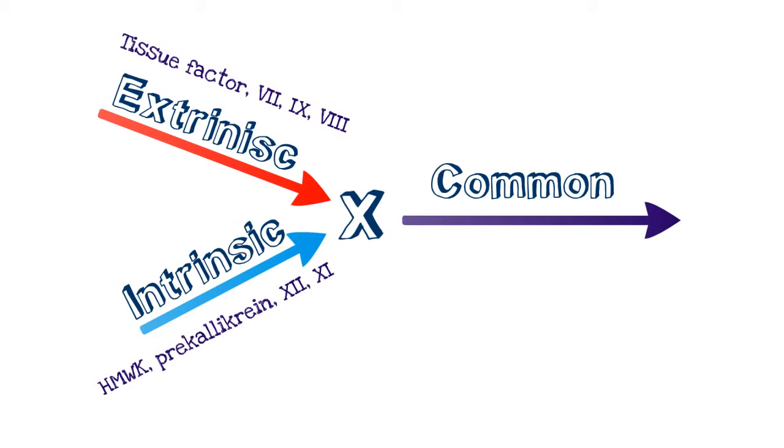Both the extrinsic and intrinsic pathways lead to factor 10 activation, which leads to the common pathway. Within the common pathway, you have factor 5, prothrombin conversion to thrombin, and fibrinogen conversion to fibrin. This consists of the entire coagulation cascade.